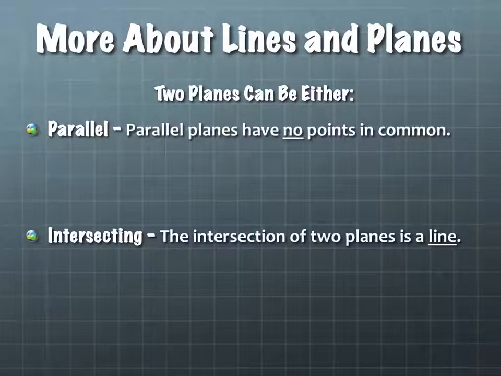Two planes can be either parallel or intersecting. There aren't any other choices. If they're parallel, they have no points in common. You might jot down an example for yourself. It would be like the floor and the ceiling. Those would be models of parallel planes. If two planes are intersecting, that could be modeled by the wall and the ceiling.